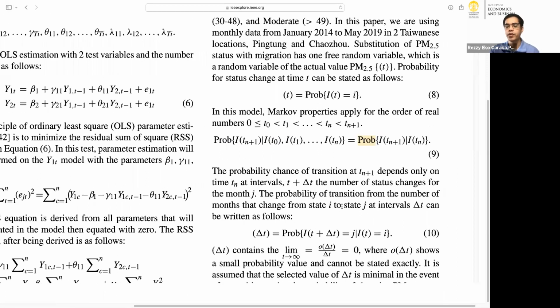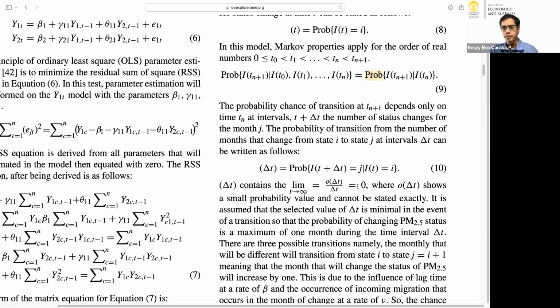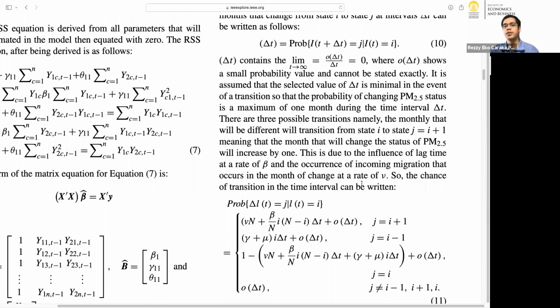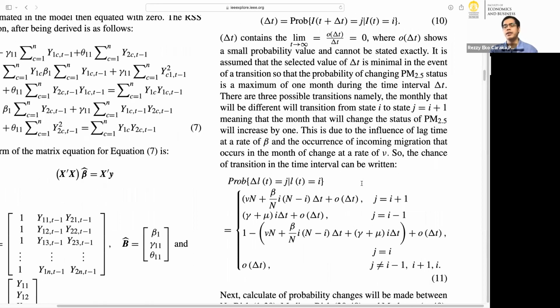Later you have to read it manually, to understand the probability of transitions, because in the current book the author does not mention how to prove it manually, how to prove it consistently by using Markov chain analysis. You can read my paper.